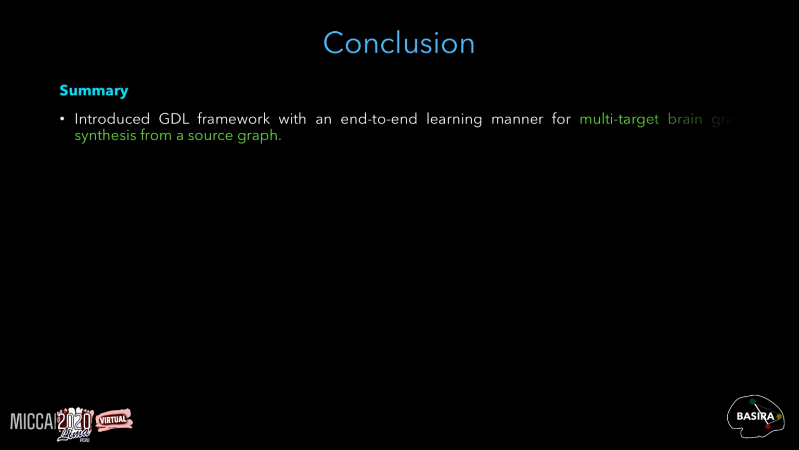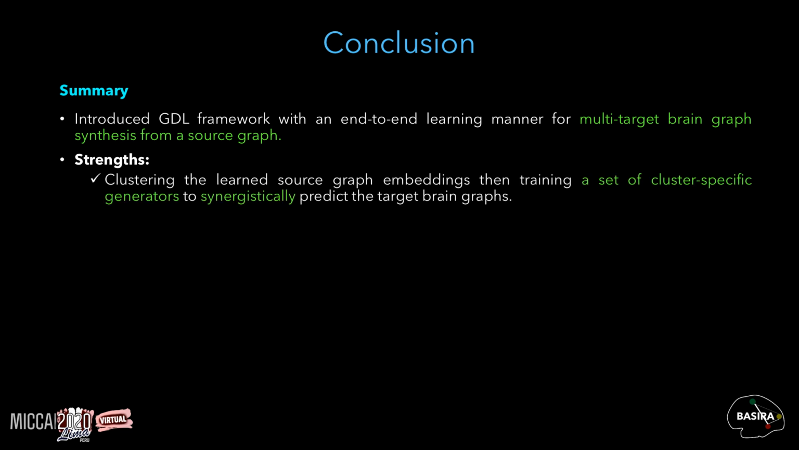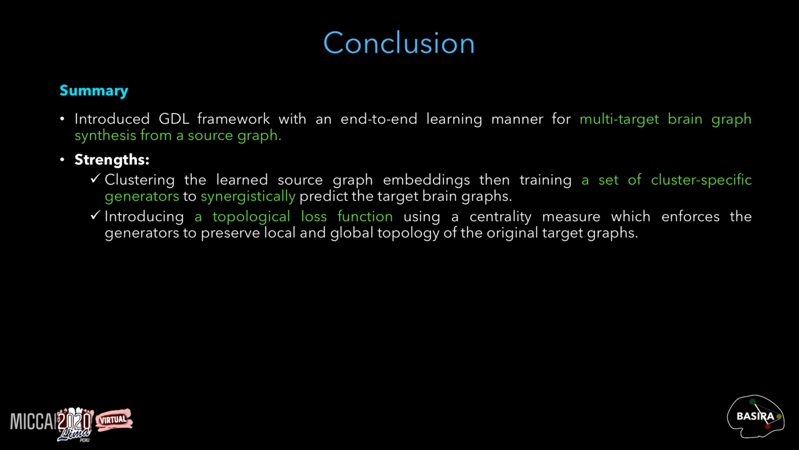In this work, we introduced the first geometric deep learning framework with an end-to-end learning manner for multi-target brain graph synthesis from a source graph. Our MultiGraphGAN has 2 main strengths: the clustering of the learned source graph embeddings, then training a set of cluster-specific generators which synergetically predict the target brain graphs, and the topological loss function including a centrality measure which enforces the generators to preserve local and global topology of the original target graphs.